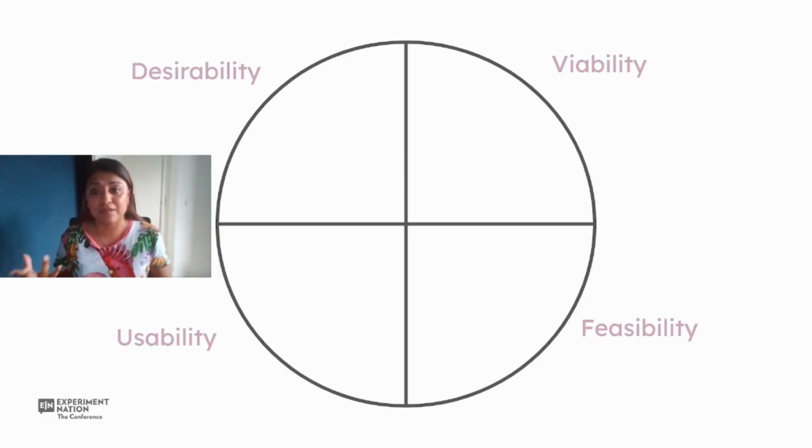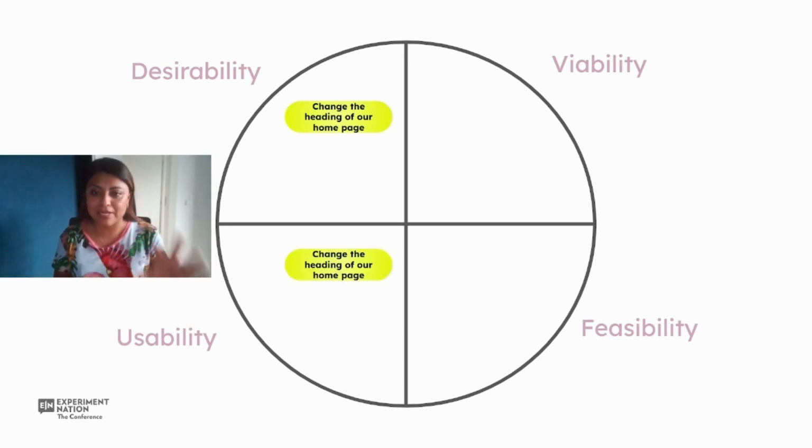And now, considering the solution I just showed you, we ask ourselves, will the user find value in this experiment? Probably, because maybe through the heading, we can explain to them what is free and what is premium. So we place it in desirability. Will the user be able to use it? Use the heading itself? No, but maybe use the heading as a reference to understand the product? Yes. So we place it in usability.